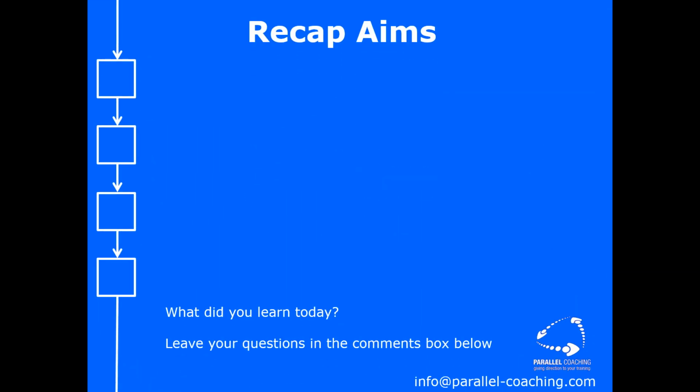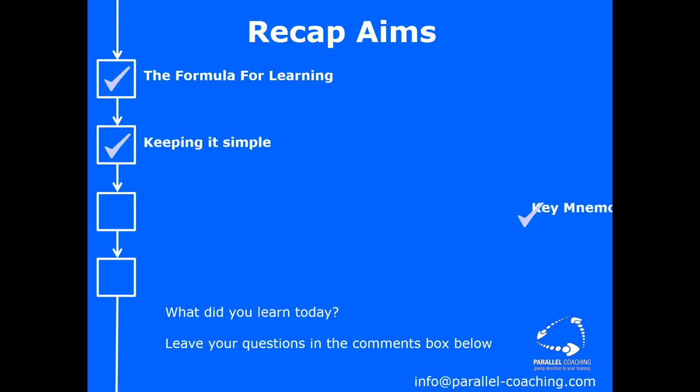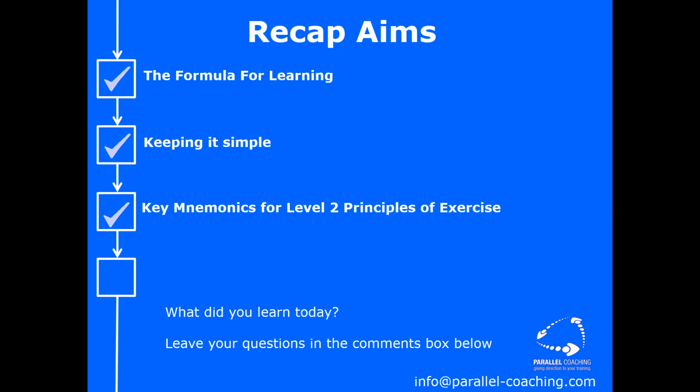So let's recap the aims of what we've gone through today, just to really bring everything back to a conclusion. First of all, we learnt the formula for learning, and then we kept things real simple. Then we learnt some key mnemonics for the level 2 principles of exercise. In particular, we went through 4 specific ones: alliteration, acronyms, diagrams, and analogies. So you had 4 that you could take away today and use straight away.